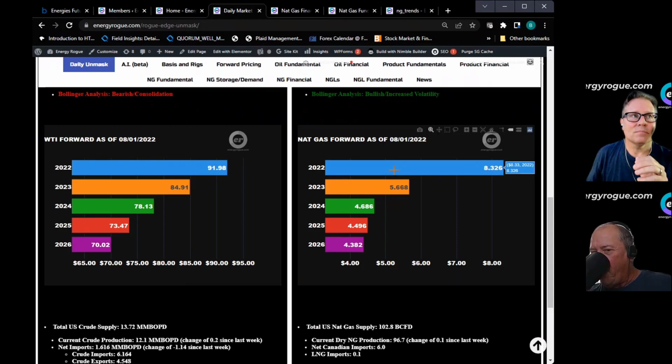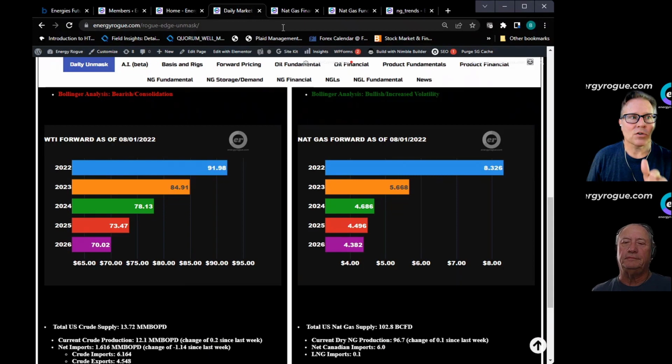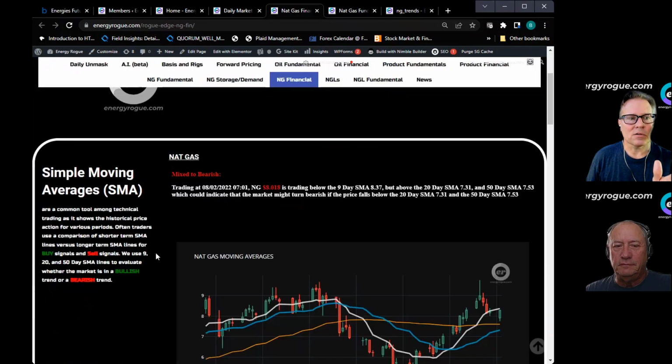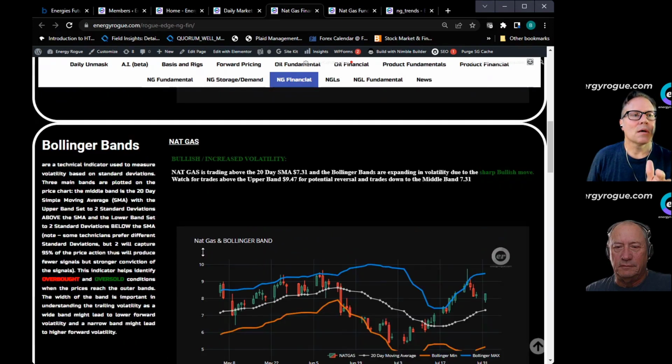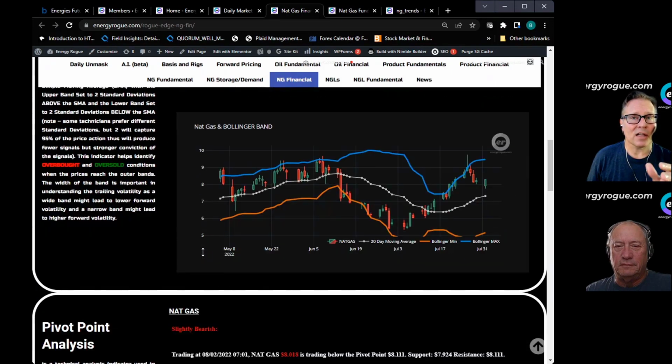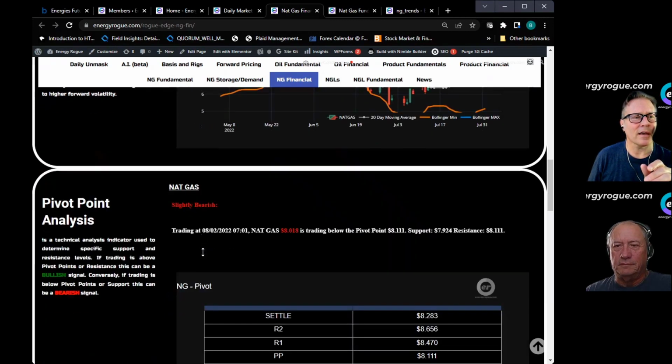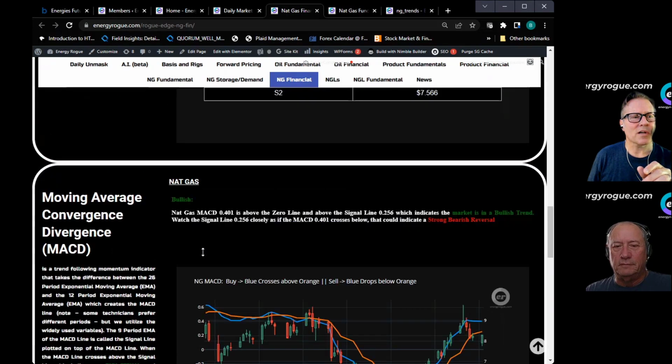But then Bill and I took a look at some charts and started our thesis with, okay, here's where we are, and let's take a look at the technicals. Okay, so the moving averages are a little mixed. Bollinger Band showing a lot of volatility, so we're probably going to start compressing. And again, today we're just going to pick on natural gas. We'll pick on crude another day. Pivot points, we're going to skip over that.